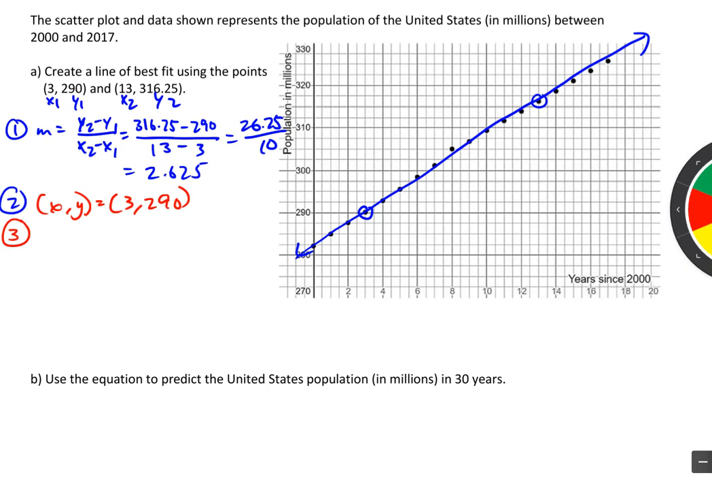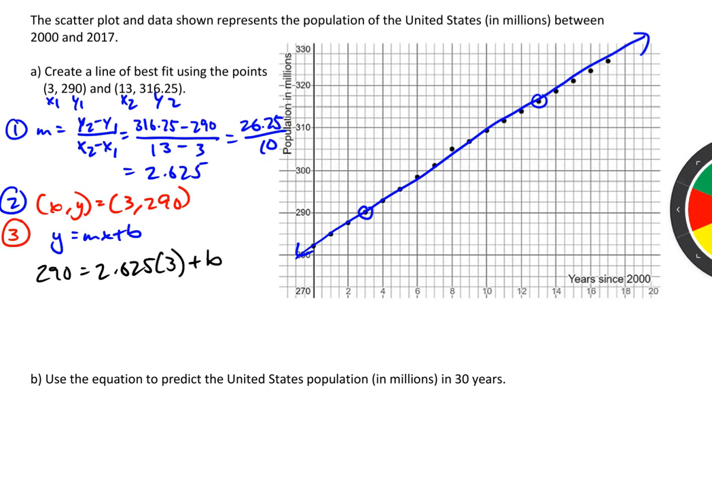Step 3, now we're going to go ahead and create the equation of a line. So y equals mx plus b, and I'm just going to plug in. As you can see here, this is our x and our y. 290 equals, our slope is going to be 2.625, x is going to be 3, and then b is our unknown. We're trying to solve for our y-intercept.